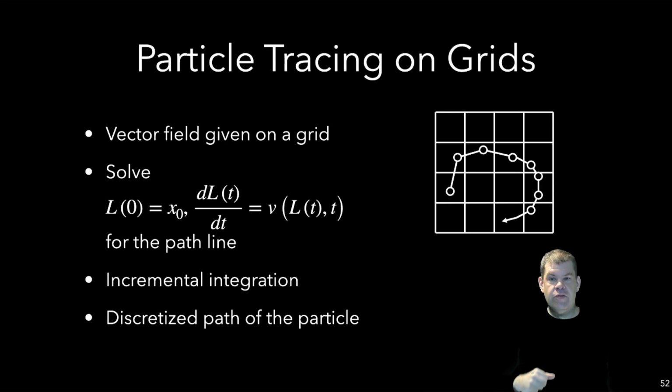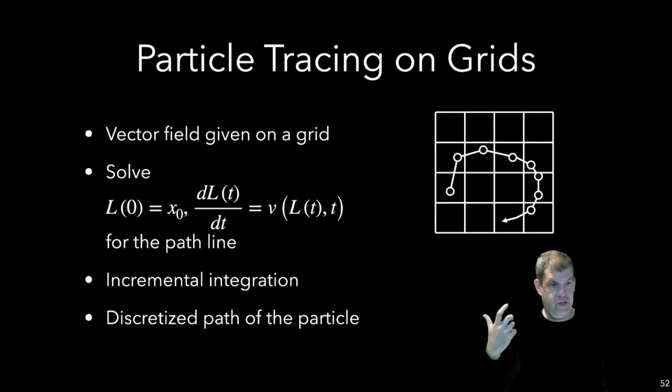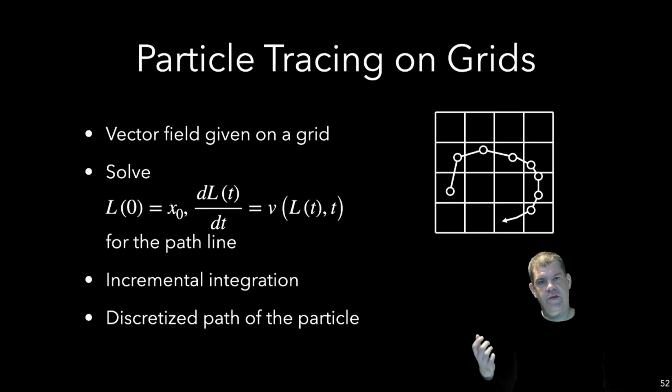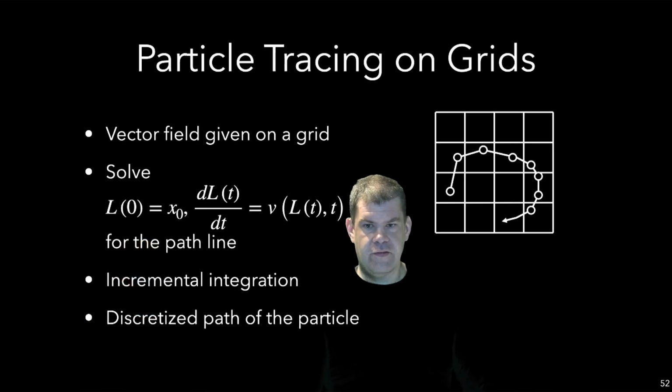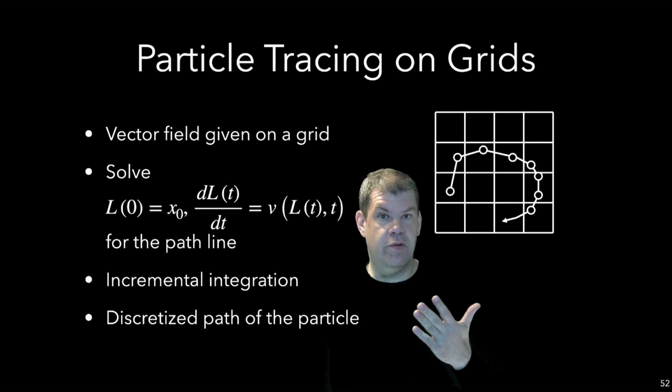Well, if we want to do particle tracing on grids, we are given a vector field on a grid. That's kind of the usual thing. That's not really a big restriction. We're generally dealing with grids, so those are outputs of simulation and measurements. We're supposed to solve that ordinary differential equation. So what we do is we start at a certain point. That's a user-defined thing. So the user says, okay, I want the line to start here. So that's our initial value, and we need that. Without that, we can't compute anything.